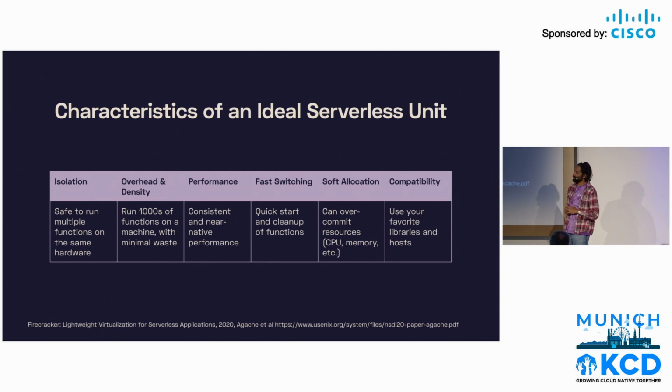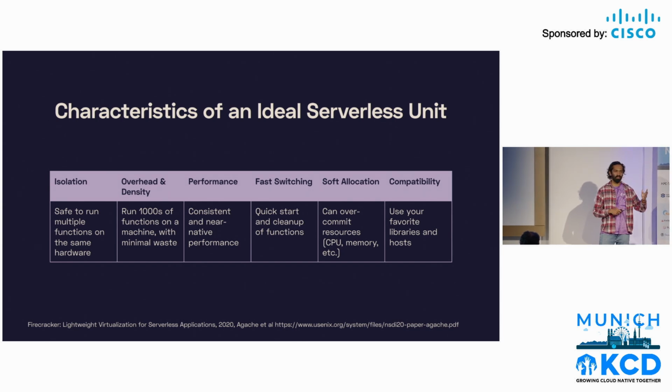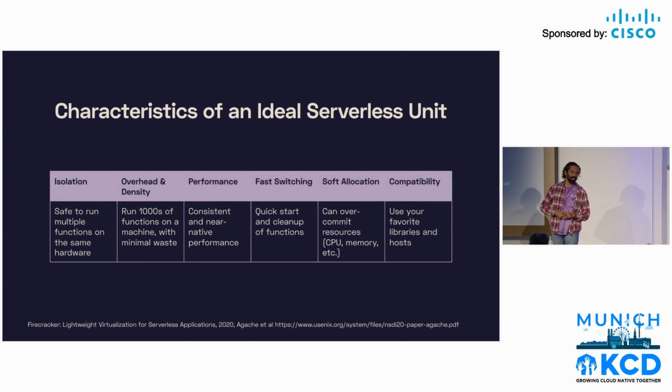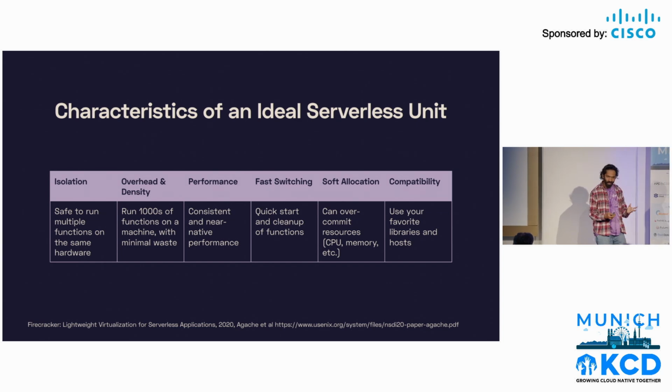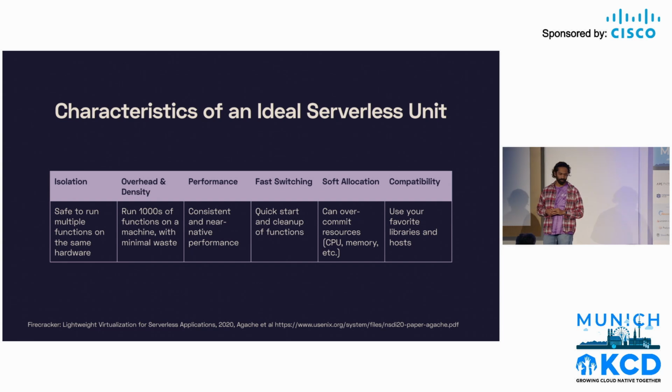You need to be able to soft allocate. Suppose one function gets a lot of requests suddenly, a very spiky workload. You should be able to overcommit resources like CPU and memory so that that function can still serve its users. And of course, we need compatibility. All of us use our own custom libraries, SDKs, hosts, invariably in the real world. So you should have access to all of this.